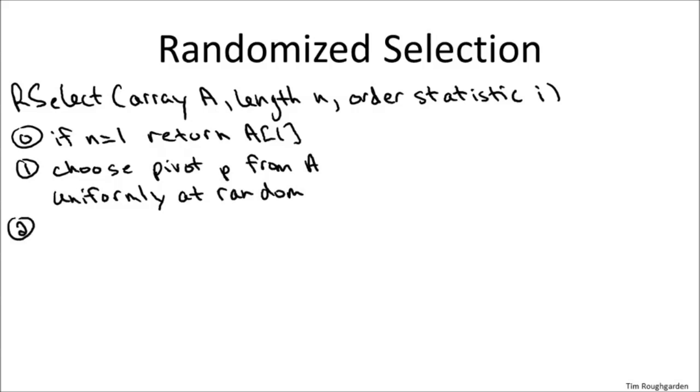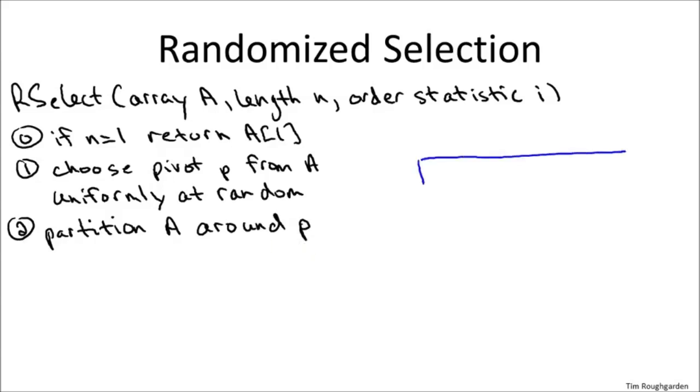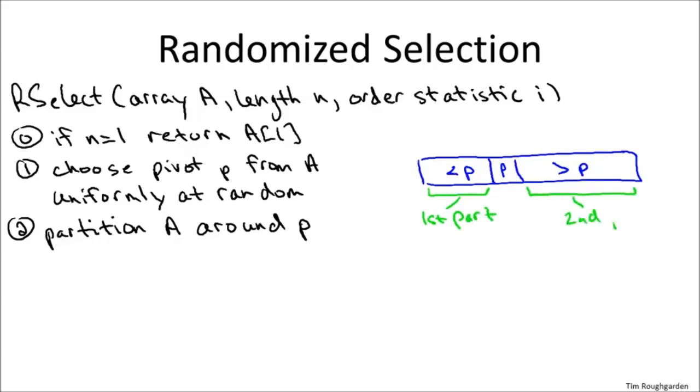Having chosen the pivot, we now just invoke the standard partitioning subroutine. As usual, that's going to give us the partitioned array. You'll have the pivot element, you'll have everything less than the pivot to the left, everything bigger than the pivot to the right. As usual, I'll call everything to the left the first part of the partitioned array, and everything bigger the second part. Now we have a couple of cases depending on whether the pivot is bigger or less than the element we're looking for.